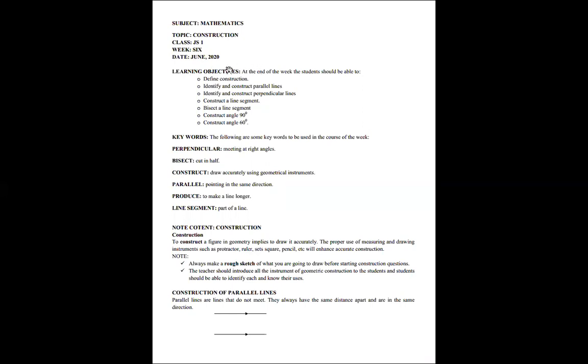At the end of the lesson, you should be able to define construction, identify and construct parallel lines, identify and construct perpendicular lines, construct a line segment, bisect a line segment, construct angle 90 degrees, and finally construct angle 60 degrees.